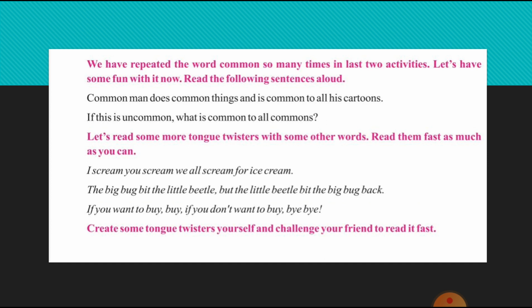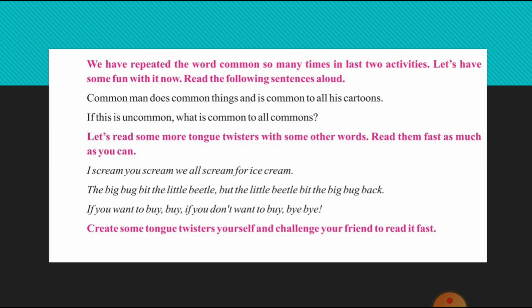We have discussed the word common. It has come across in both the activities, so let's have fun with it now. Read the following sentence aloud. Let us read the sentence where you can find the word common. Common man does common things and is common to all his cartoons. See, the word common is used everywhere. If this is uncommon, what is common to all commons?